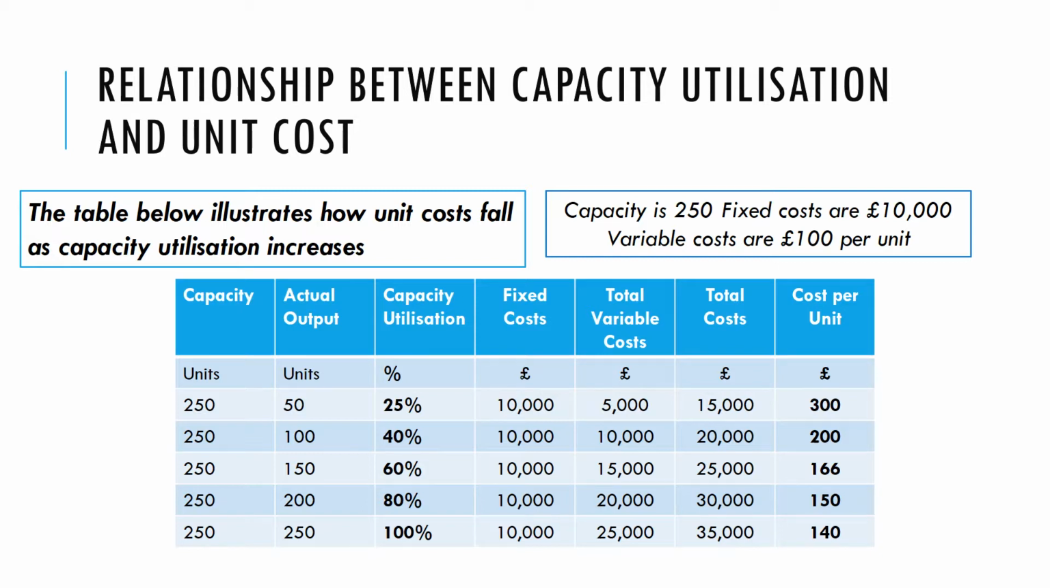Now take a second and look at the relationship between capacity utilisation and unit cost. As capacity utilisation rises, the unit costs begin to fall. So as the business uses more of its potential to produce units, there are a greater number of units to spread over the fixed costs, and so the unit costs decrease over time. So a business becomes more efficient as it increases its capacity utilisation. It's got less spare resources that it's not using.